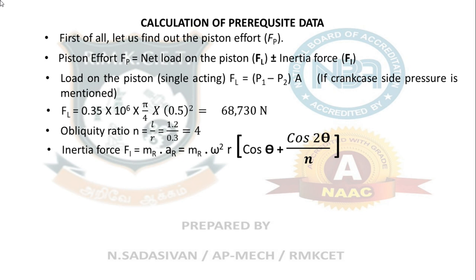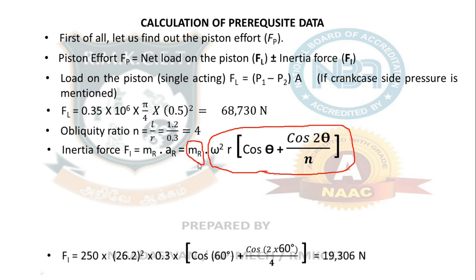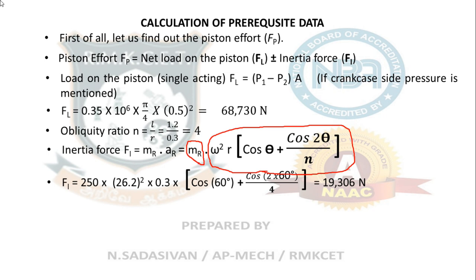Let's move on. Inertia force equals mass into acceleration: mass of the reciprocating parts into acceleration of the reciprocating parts. This is your age-old acceleration formula that we have already derived in the previous derivation itself, multiplied by the mass of the reciprocating parts. So substitute all the values you have. The mass of the reciprocating parts is 250 kilogram. It's directly given in the question.